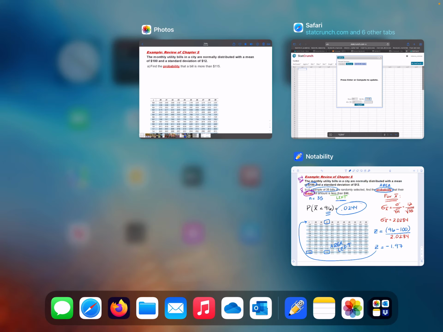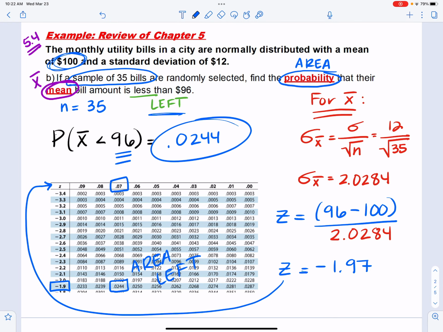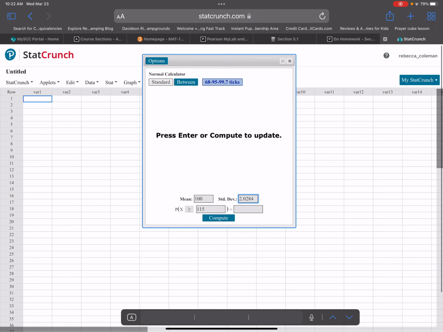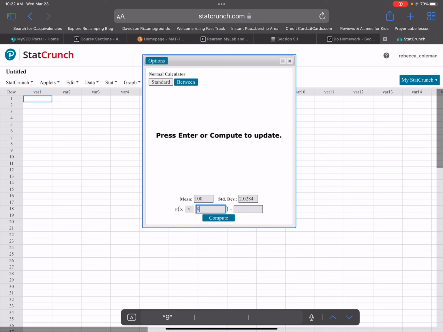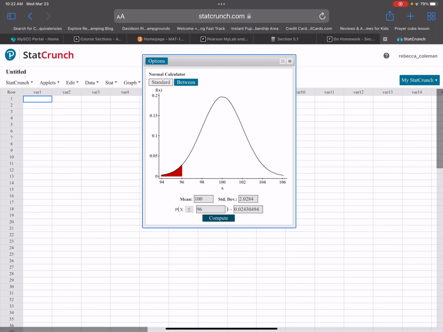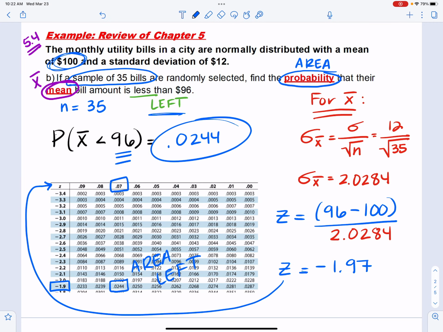Once I do that, I've changed it to a sample mean, and then I just put in a value of $96. I want to go less than, because I'm doing area left. So the data value goes here in my data value box, less than to the left, and I put in the proper standard deviation. I hit compute here, and I'm getting 0.0243 versus 0.0244 from the table. A little bit of discrepancy just because of the rounding of z, but other than that, it's exactly the same thing that I'm doing.